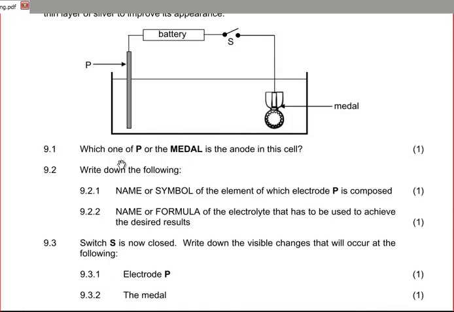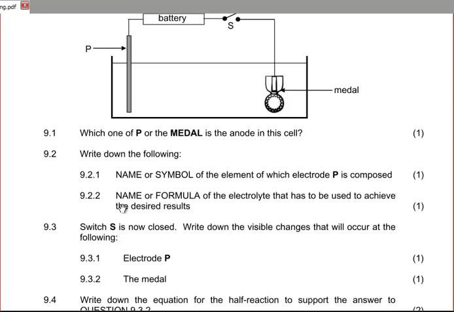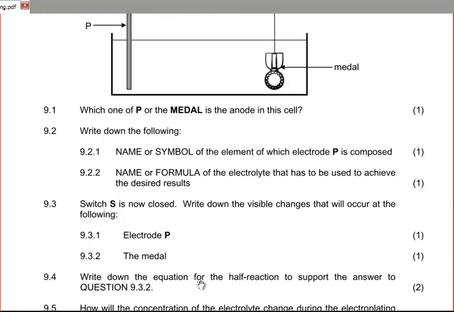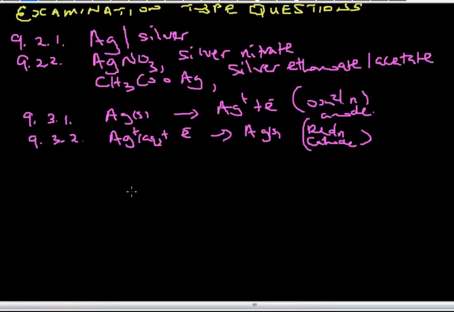In question 9.4, the question says write down the equation for the half reaction to support the answer to question 9.3.2, right? So the half reaction which is happening there is this one, which is a reduction reaction. So that is the half cell reaction which is actually taking place, right?